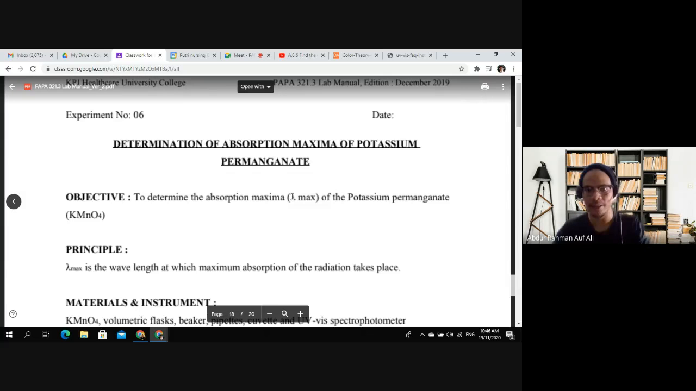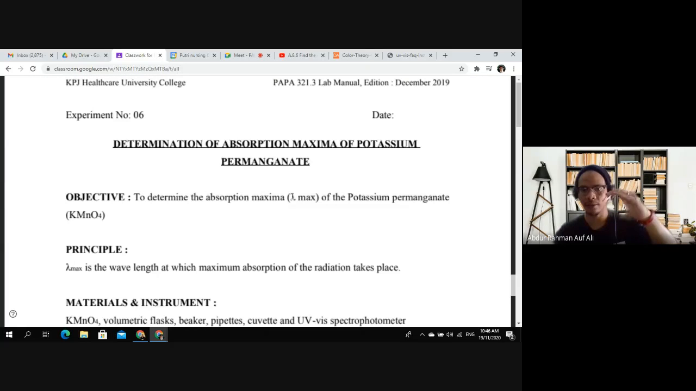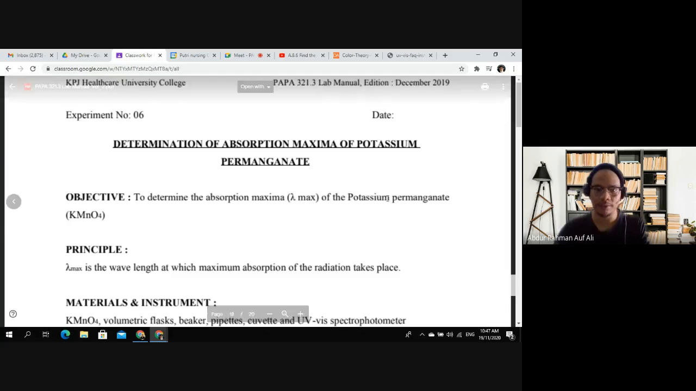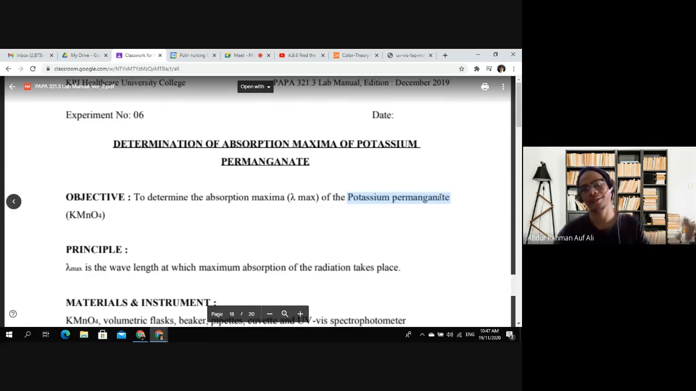So lambda max ni adalah wavelength maximum. Kita measure the amount of energy of cahaya ikut wavelength. Okay, so potassium permanganate is our solution kat sini. Kalau kamu masuk magma, this solution is like all magma should have potassium permanganate as the standard chemical requirement. It's like everyday use kalau kamu masuk magma. Okay, potassium permanganate, this is the chemical formula. K is potassium, MnO4 is permanganate.